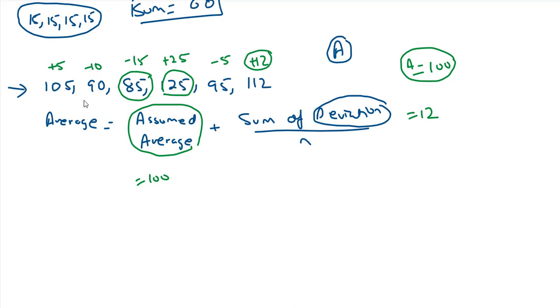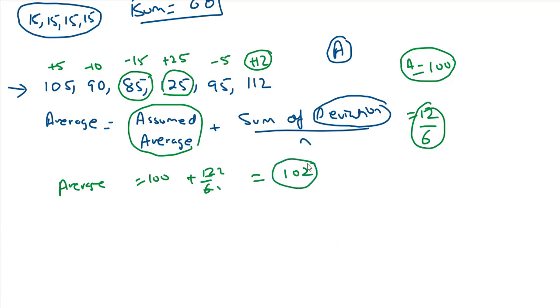The total number of entries is 3 plus 3, which is 6. So this will be 12 by 6. From here we'll get the average of the given set. It will be 6 ones are 6, 6 twos are 12. So the average will come out to be 102. As you can see, by using the assumed average method, you can easily find the average without having to add up all these numbers. So this will help you in saving a lot of time.